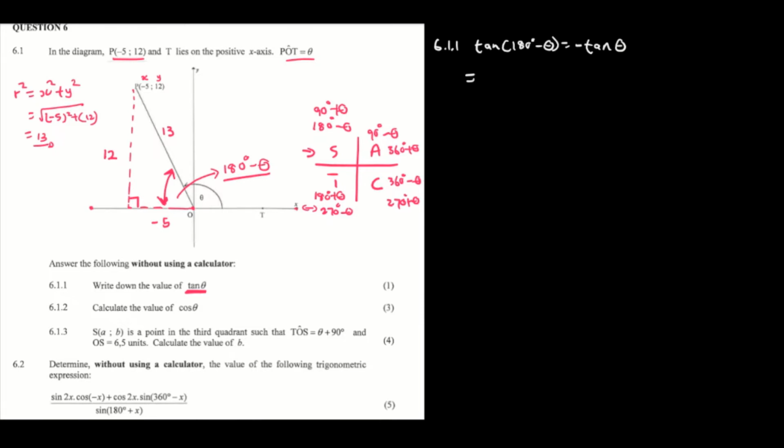So looking at our diagram of tan of 180 degrees minus theta, we're going to say opposite over adjacent. The opposite of this angle here is 12. So you're going to write 12 divided by the adjacent side, which is this one here, which is minus 5. So you're just going to write your minus 5. This is going to be your answer.